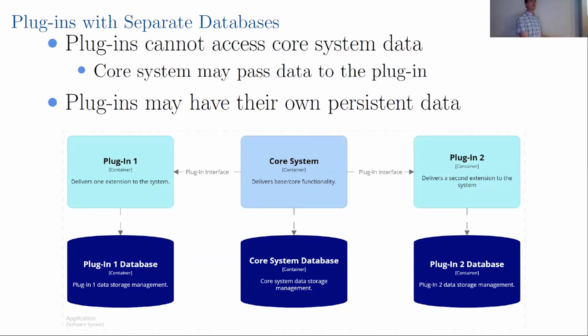It could be a full sophisticated database. It could be some simple files that are stored somewhere. But if there's any persistent data that your plugins have to have themselves, each one manages its own data persistence in its own way and separately to all the other plugins.